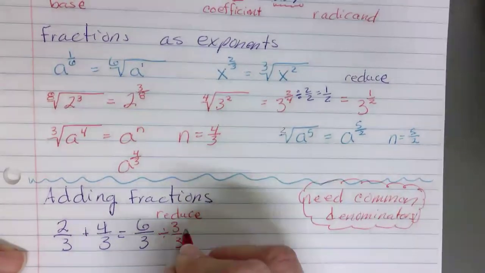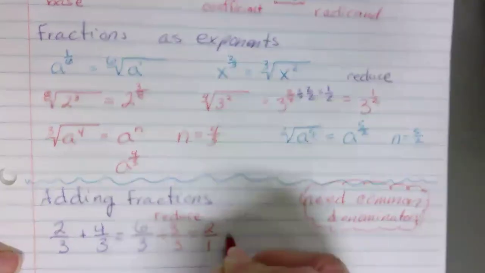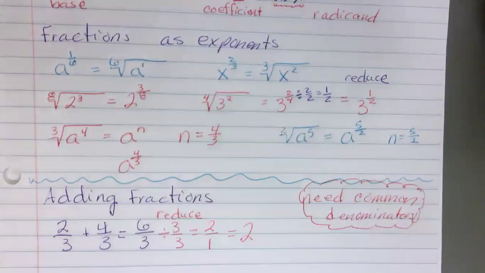6 divided by 3 equals 2. 3 divided by 3 equals 1. 2 over 1 is just 2.